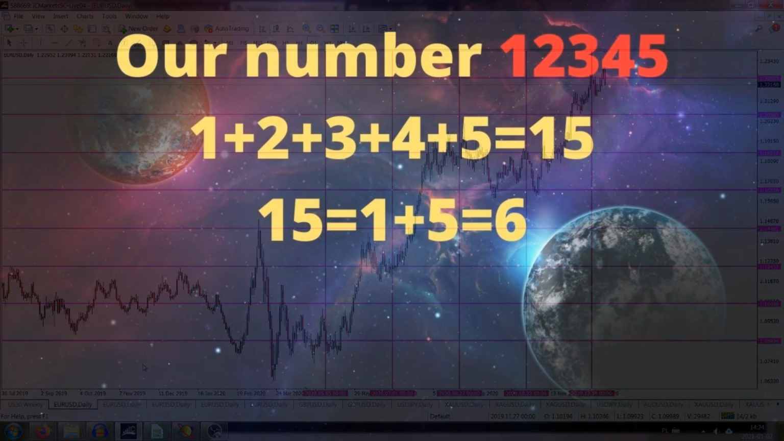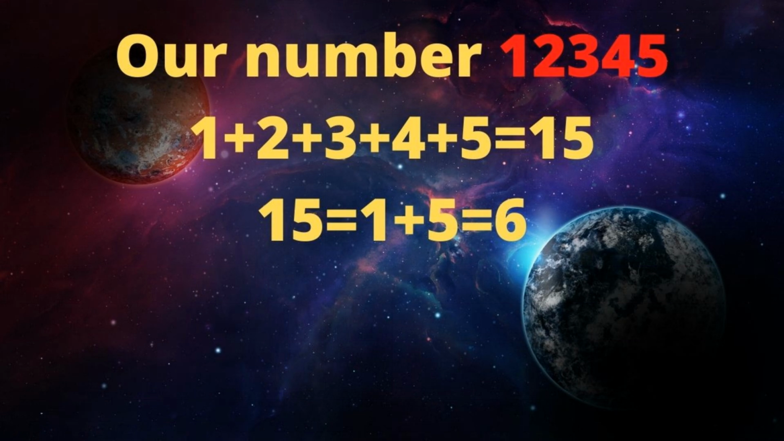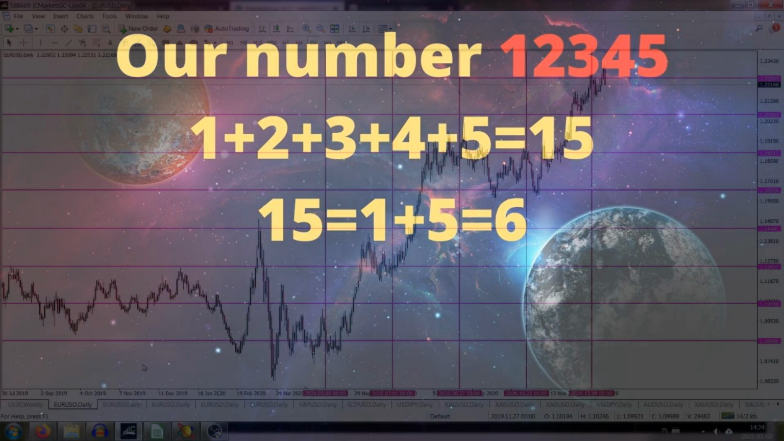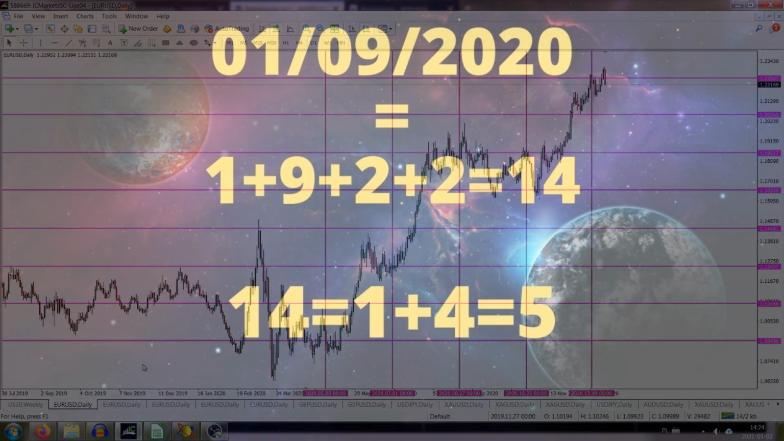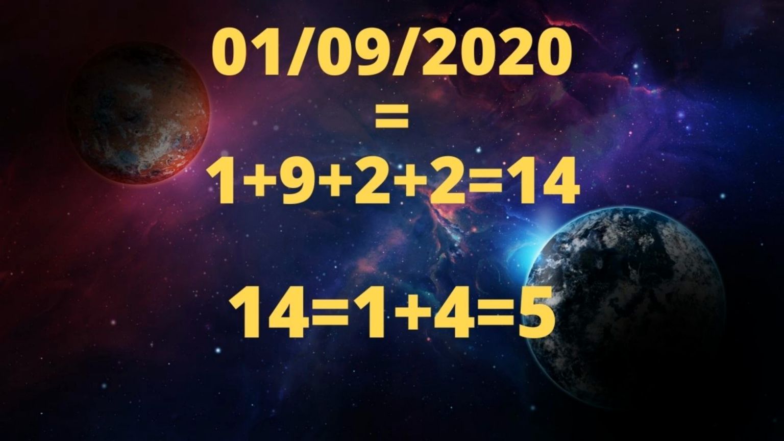As an example, if you have the number 12,345, when you add up all its digits, you get 1 plus 2 plus 3 plus 4 plus 5, which is equal to 15, and 15 is equal to 1 plus 5, which equals 6. In this way, the numerological value of 12,345 is numerological 6.